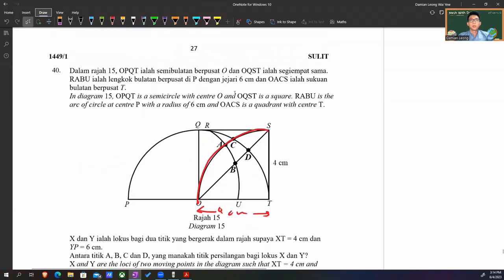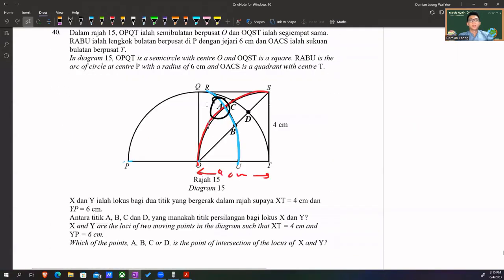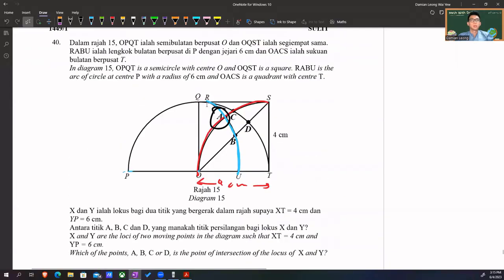Okay, let's see. So it makes sense that it definitely is over this. It makes more sense for it to be this. So where they intersect basically is A. So answer A. So that's it for the Pahang paper.